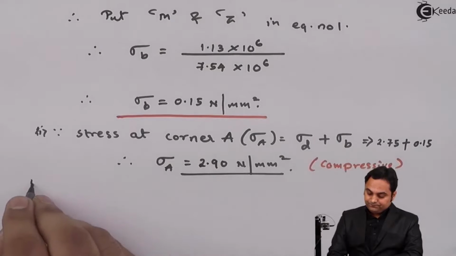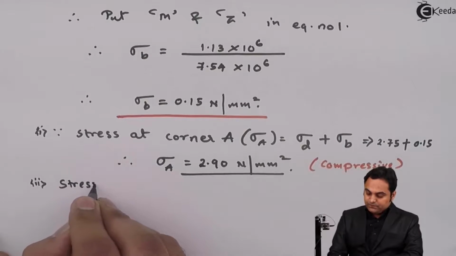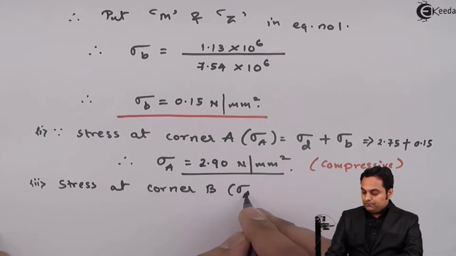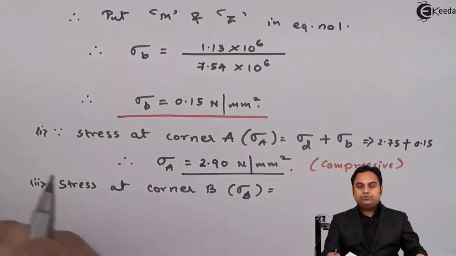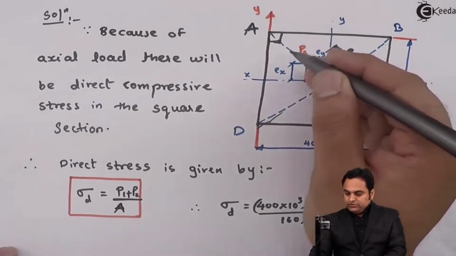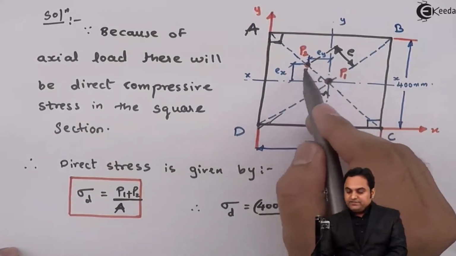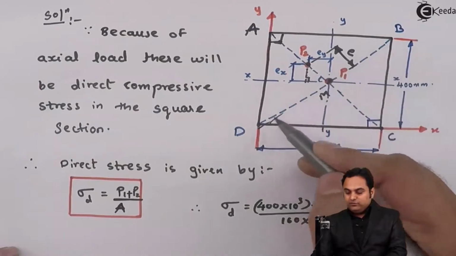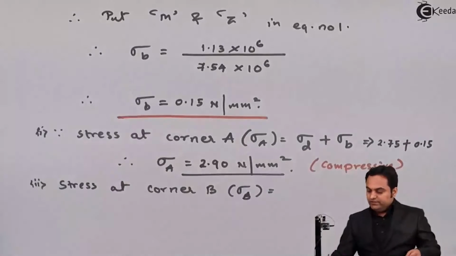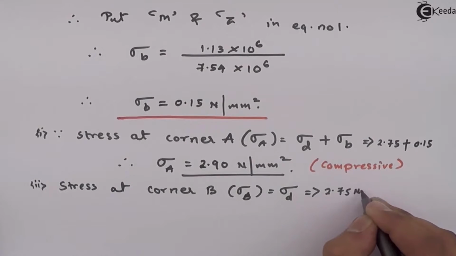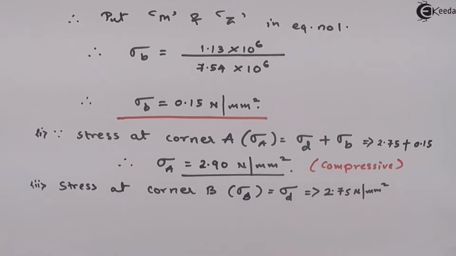Then the stress at corner B. If we look into the diagram, the eccentric load is on this diagonal AC, and since the eccentricities are the same, the effect of P2 will not be there on B and D. So B and D would be subjected to only direct stress. Here I'll write sigma B is equal to sigma D, with value 2.75 Newton per mm square. Again, as this is positive, it is compressive stress.